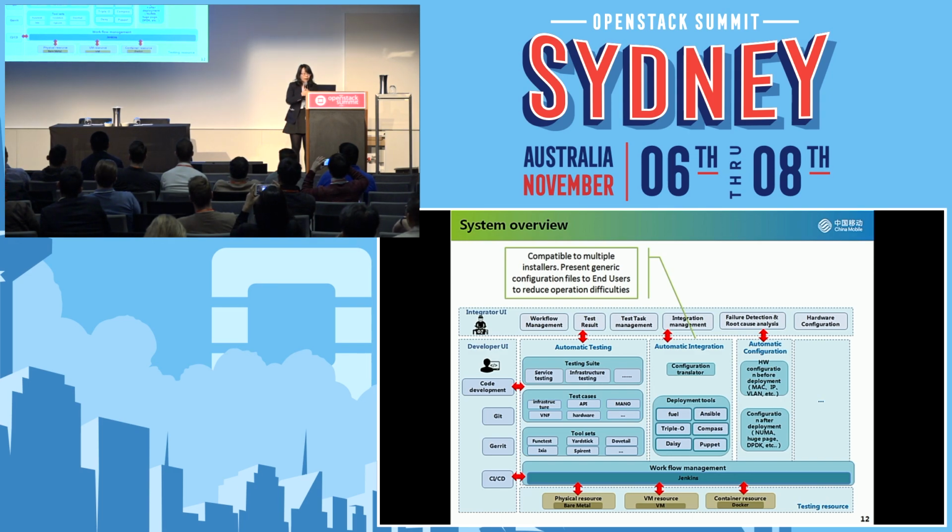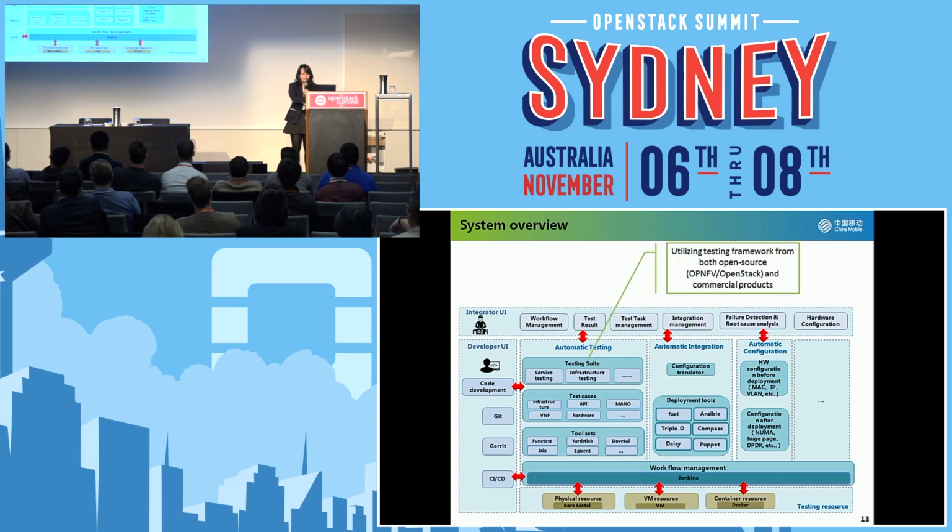I will give more details about the automatic integration, but we will have more slides explaining all these things afterwards. For the auto integration, we hope it could be compatible with multiple installers. So now we would like to present a generic configuration file to the end user, so that even though we have different installers, the end users only see a single configuration file, and we will have a translator to translate it into the different ones. By this means, the operators only need to learn one single configuration file, rather than know different processes for different installers, which actually is a nightmare for us.